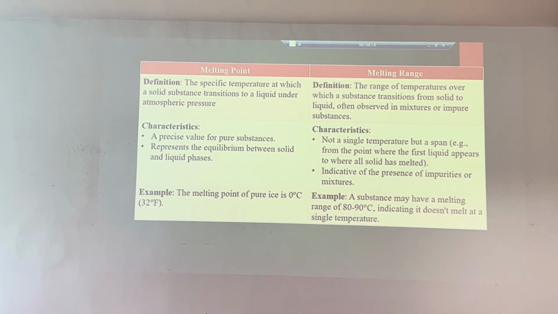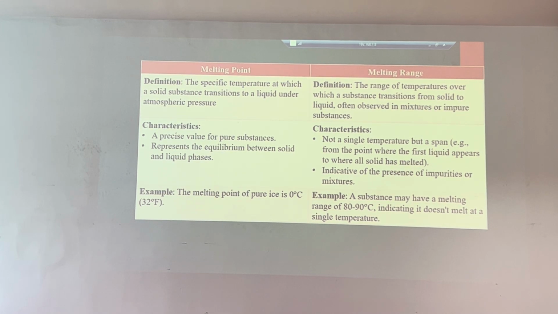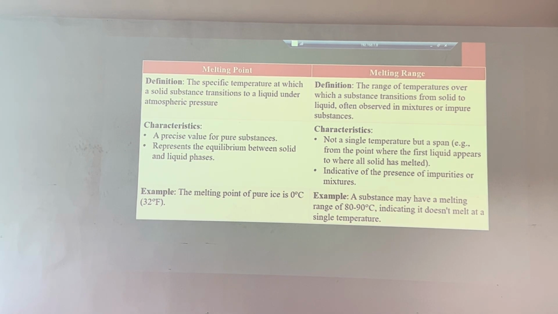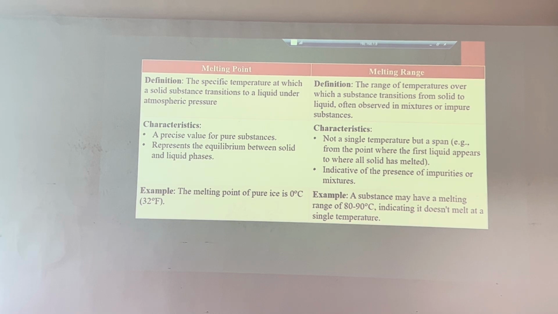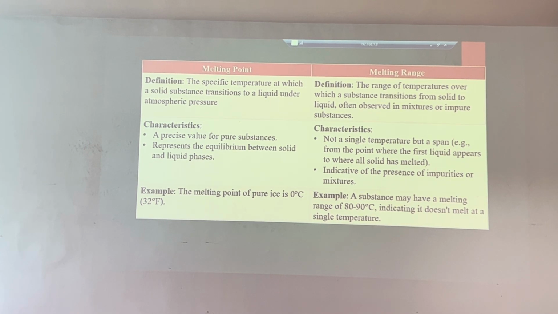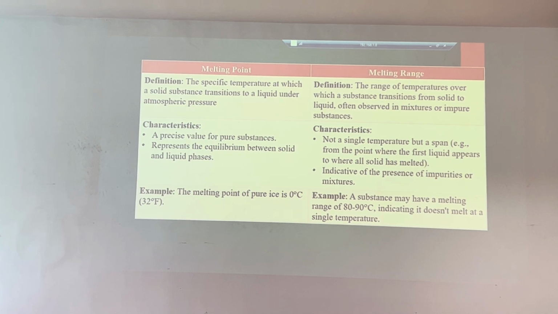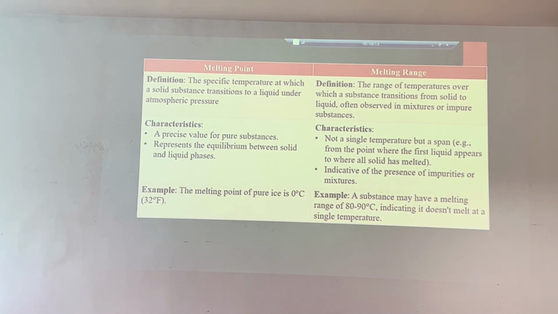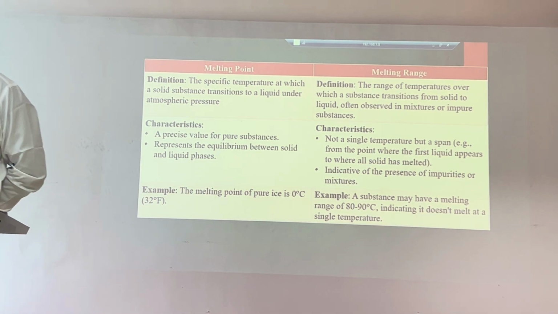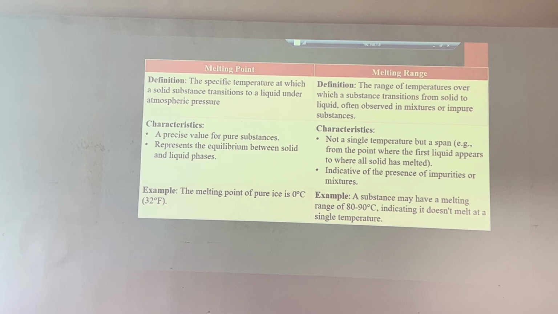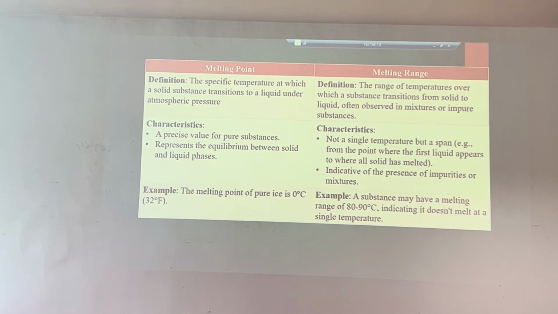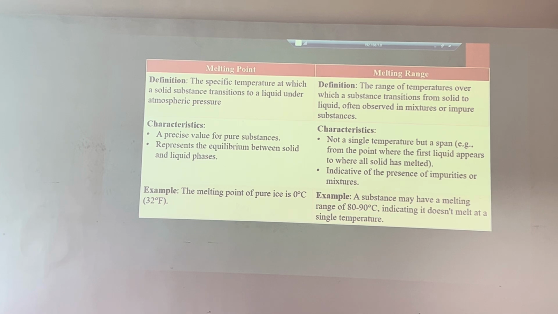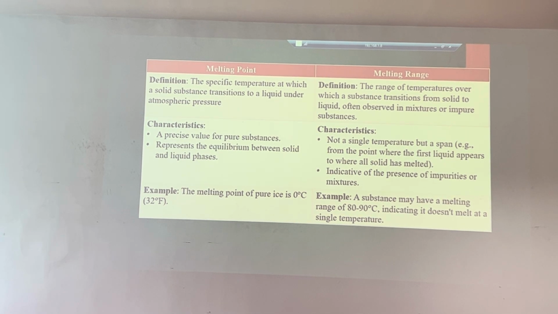So melting point means the specific temperature at which a solid substance transitions to a liquid under atmospheric pressure. For example, whenever the solid is converted to liquid, that is called the melting point. The melting range is the range of temperature over which a substance transitions from solid to liquid, often observed in mixtures or impure substances. In the simplest way, for example, some products have a specific melting point, for example, 280 degrees centigrade. So exactly when it reaches 280 degrees centigrade, the solid gets converted into liquid.